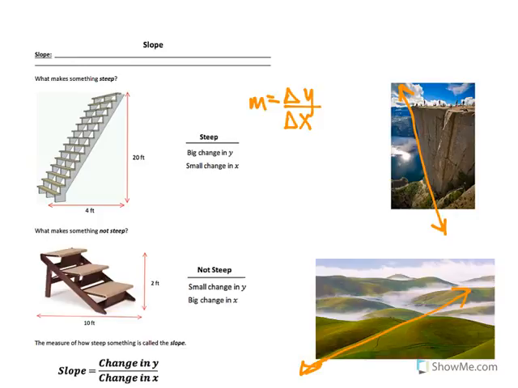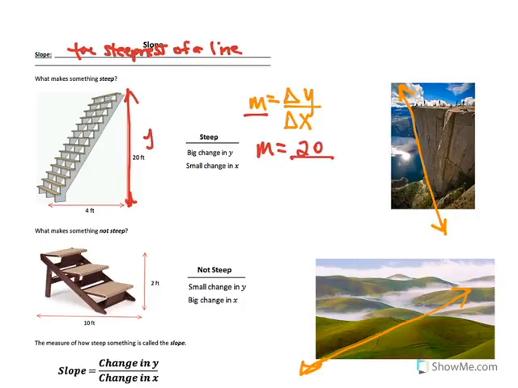So the slope is the steepness of a line. And we measure the steepness of a line, or the slope of a line, by finding the change in y over the change in x. So this steep set of stairs would have a slope of 5. Oh, whoops, it's 5.